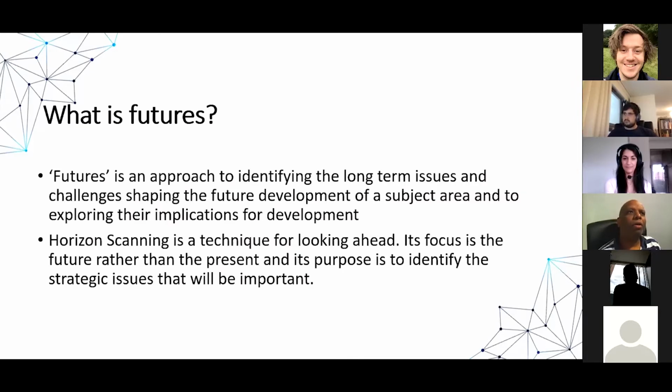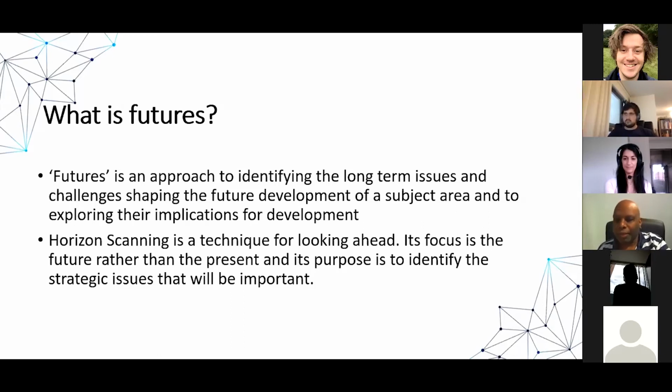What is futures? Futures is an approach to identify the long-term issues and challenges that shape, for example, the electric car industry. You look at the innovations happening with batteries, with mobility, with automation, and you bring it together, have a read through, and have a process in place to manage this.